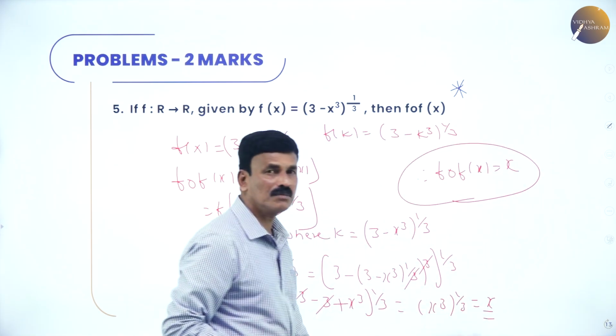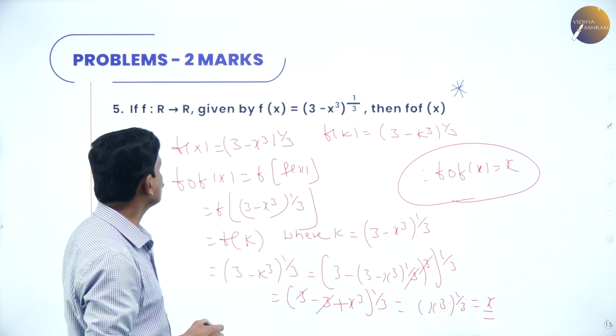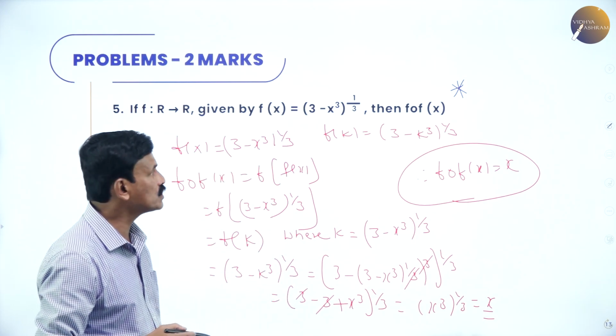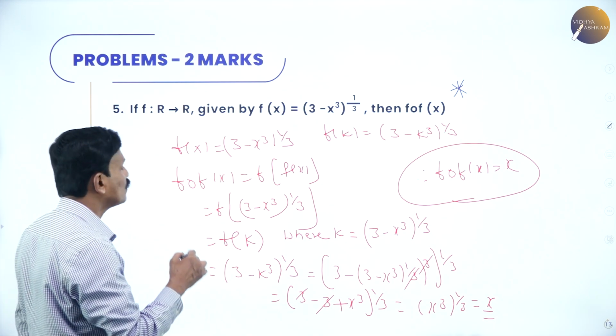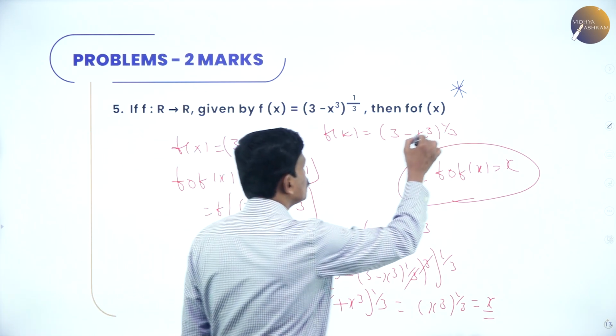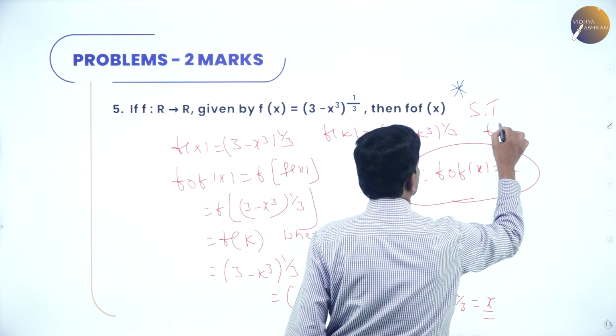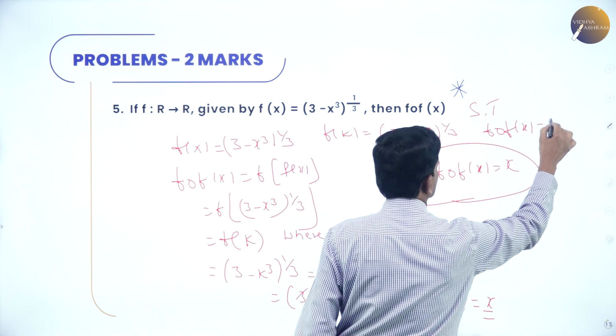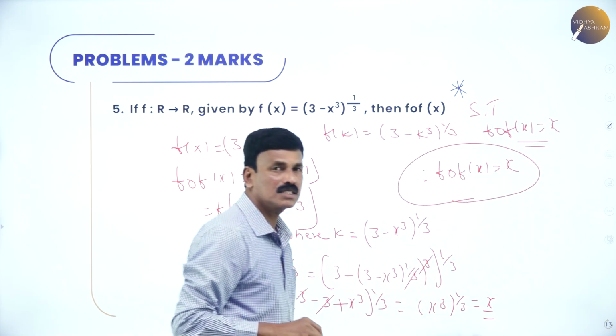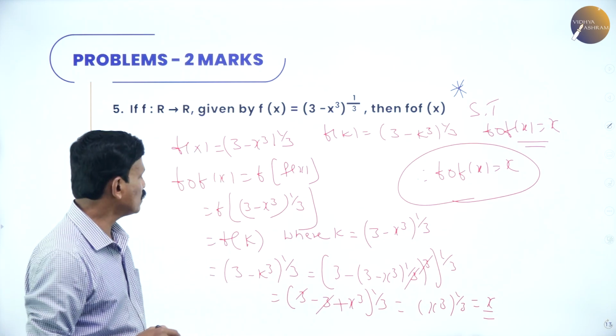In the examination they may ask: if f of x is equal to (3 minus x cube) whole raised to 1 by 3, if f from R to R is a function, then show that f o f of x is equal to x. That's it. This is how we are going to solve this problem, right?